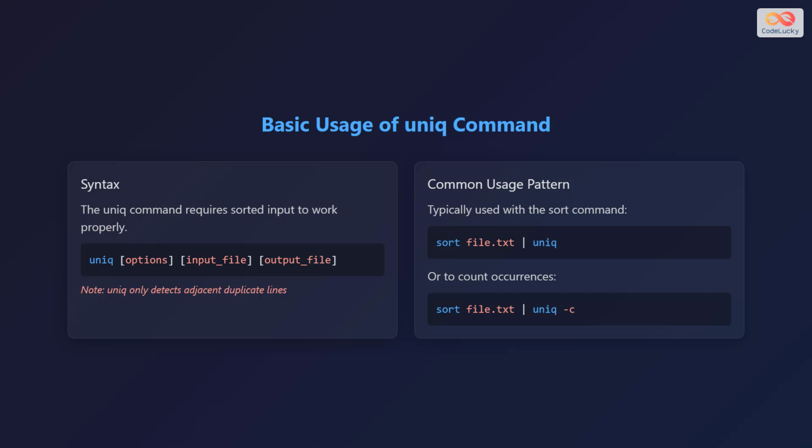Remember that Uniq only detects adjacent duplicate lines. It is typically used with the sort command. For example, sort file.txt pipe to Uniq. Or to count occurrences, sort file.txt pipe to Uniq with the option -c.